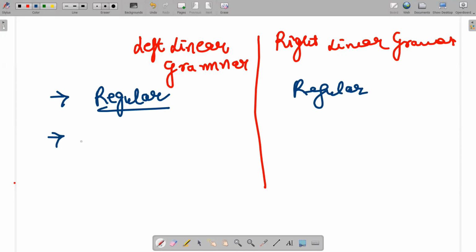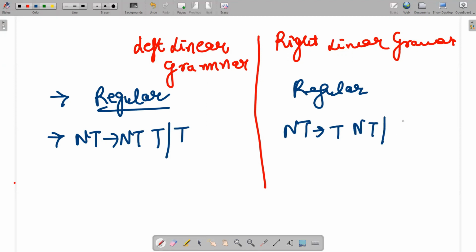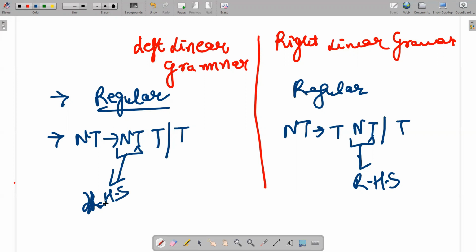The difference is that left linear grammar has a non-terminal on the left side of the right-hand side. This is one rule of left linear grammar, and right linear grammar has the non-terminal on the right-hand side, and a non-terminal on the left-hand side. This is the case regarding left linear grammar and right linear grammar.